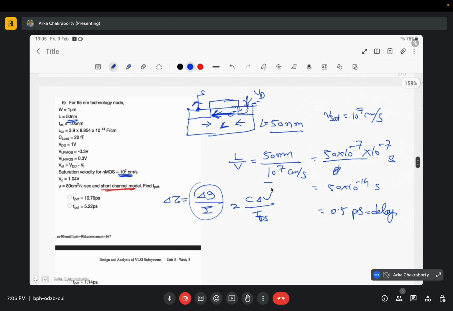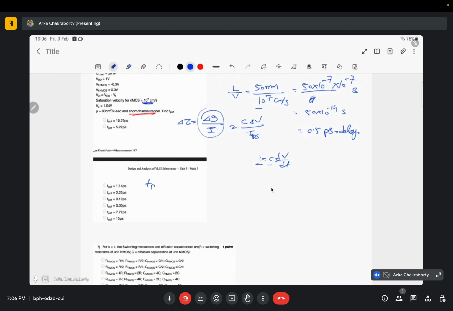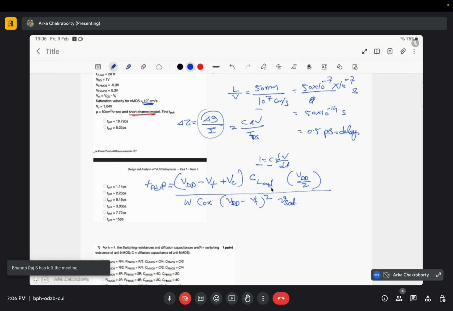So how did sir get this expression of tPD and all? Nothing, he just considered I equal to C dV by dt, where V was the voltage, t was the time, and he knows the expression of I and values of C, and he just substituted it and got the expression of tPD. The formula for tPD for a short channel device was (VDD minus VT plus VC, VC is some constant) into C load into VDD by 2, divided by W into Cox, (VDD minus VT) square into Vsat, where Vsat is the saturation velocity of the carrier. Here as we are talking about NMOS, so saturation velocity of electrons.